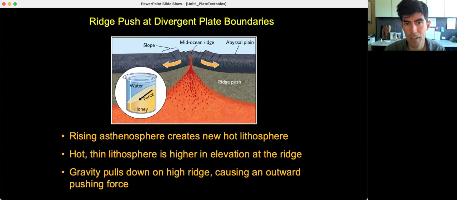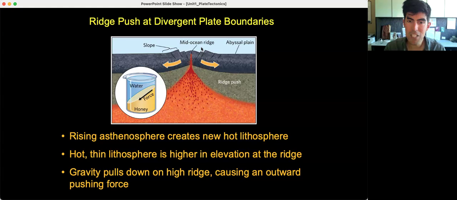What is moving our plates? Well, first up is a process known as ridge push. Ridge push occurs at those divergent plate boundaries where the plates are moving apart from one another. At the divergent plate boundary, there is a force that is pushing the plates upwards. This is all of that magma that is being generated from the asthenosphere at the mid-ocean ridge, at the boundary between the two plates.